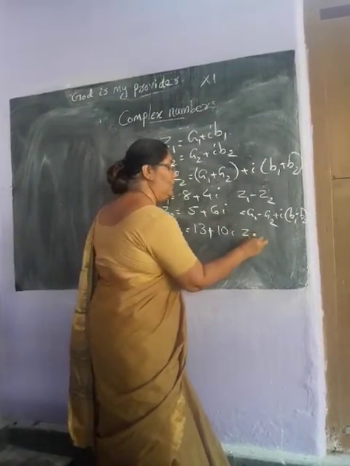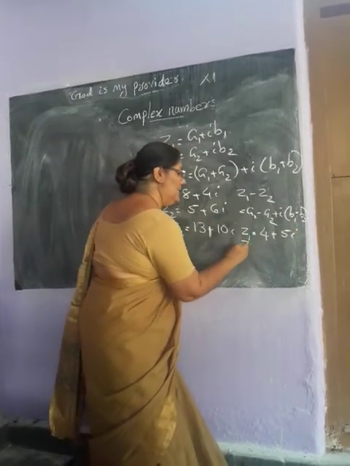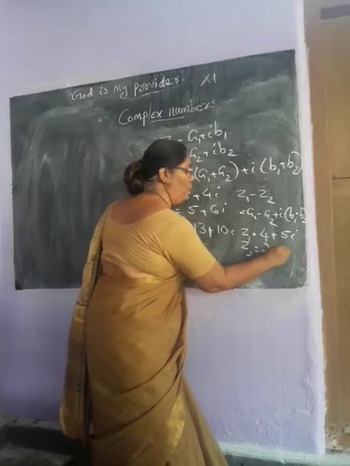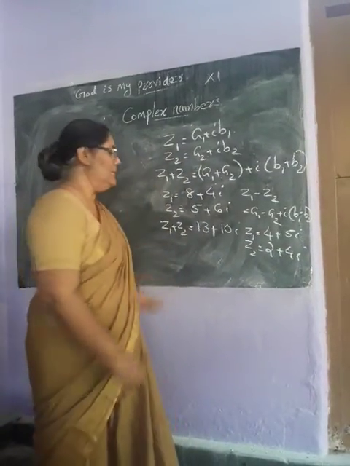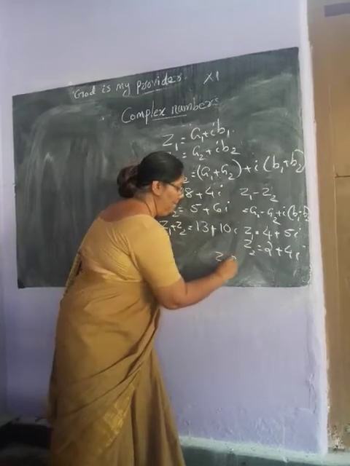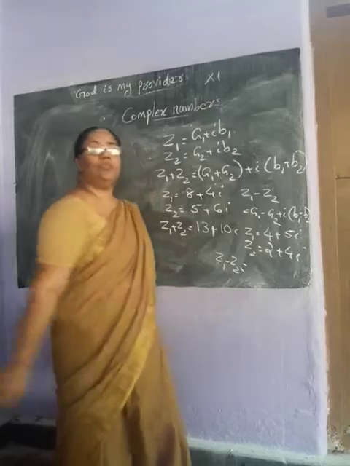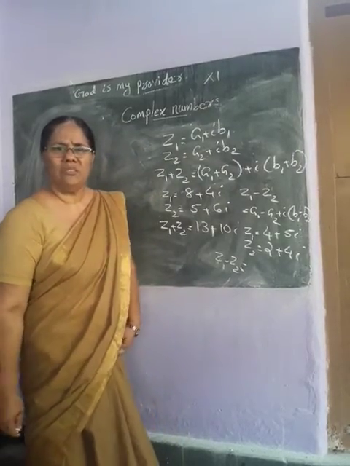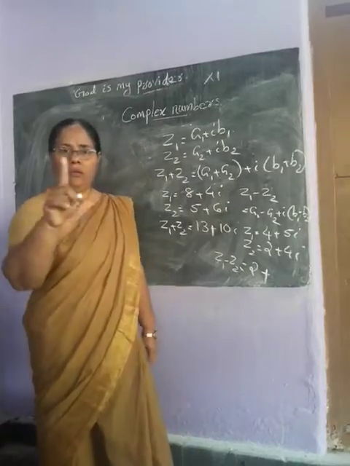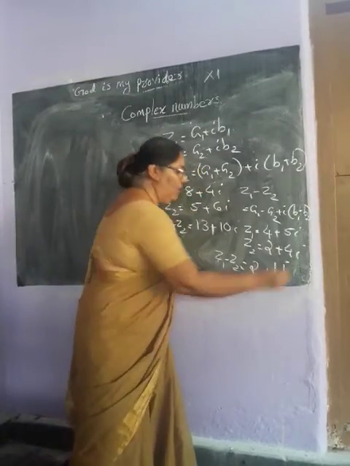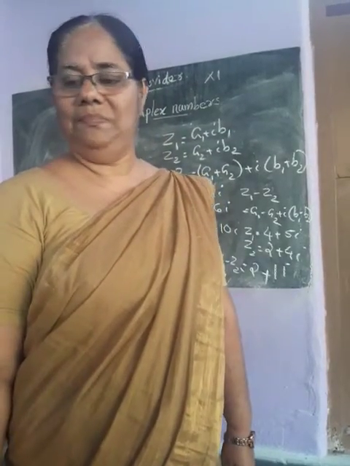Z1 is equal to 4 plus 5i and Z2 is equal to 2 plus 4i. What is Z1 minus Z2? What's the answer? 4 minus 2. What is 4 minus 2? 2, plus 5 minus 4, 1. Or 2 plus i. Listen, that is subtraction.